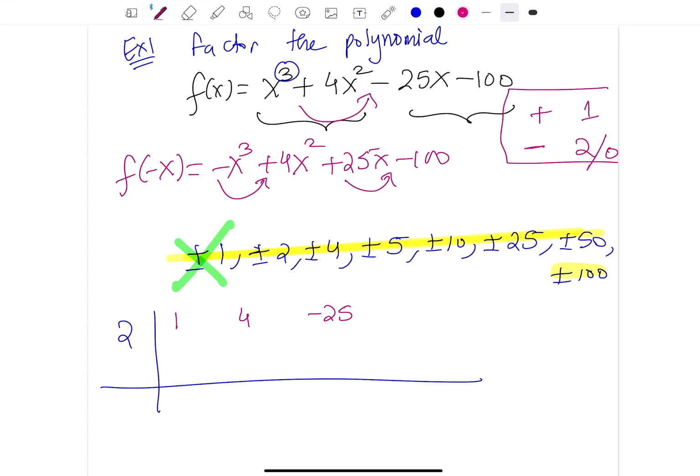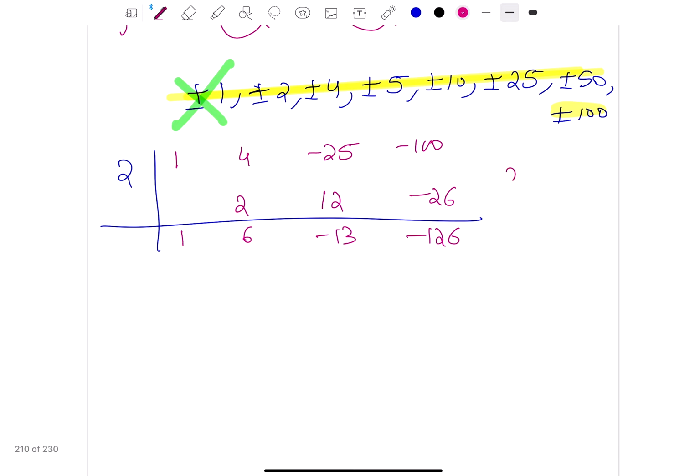1, 4, negative 25, negative 100. Keep in mind to add a 0 for the missing powers. In this case, I have none. So that turns out to be 1, 2, negative 13, negative 26, negative 126. 2 is not a zero. Next number I'm going to try here is negative 4.